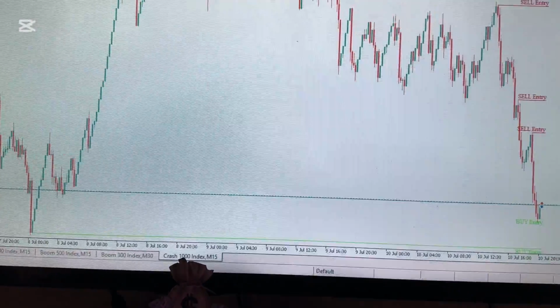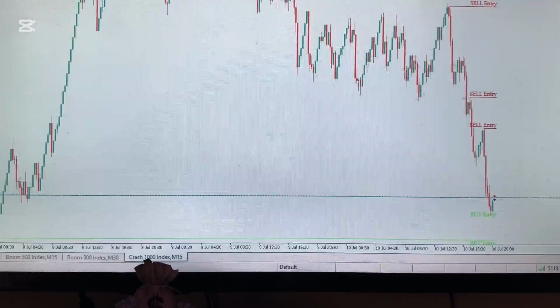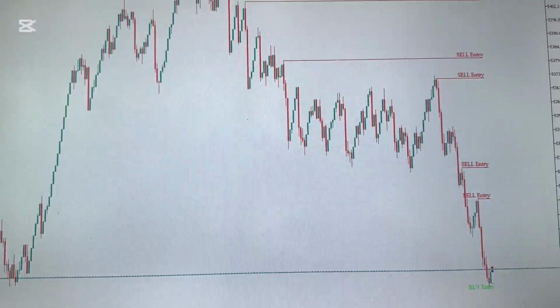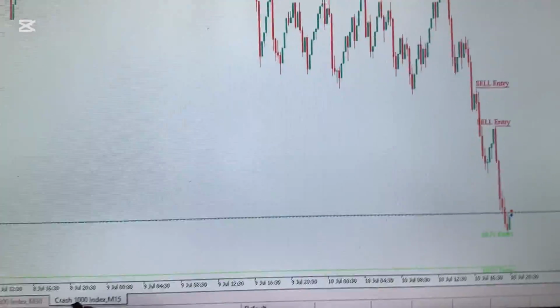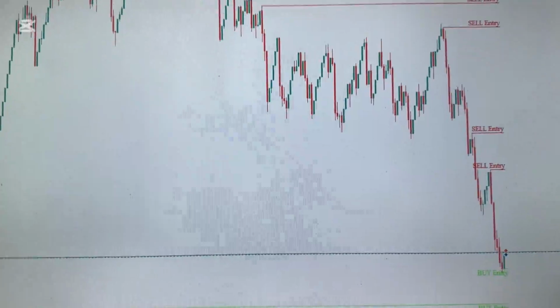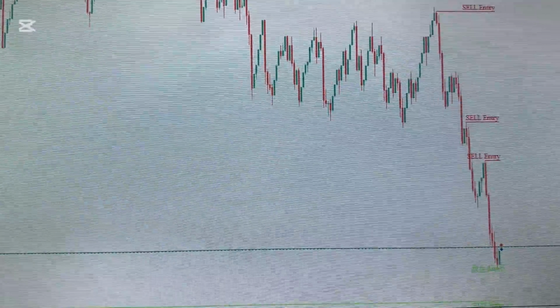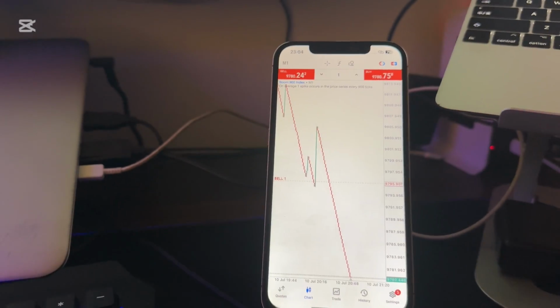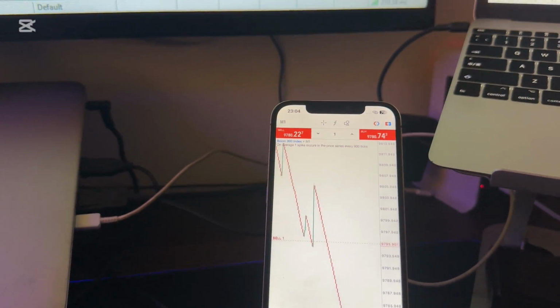Okay, just trying to get in some nice pips, some free pips as the market is retracing. But you see, generally the market is pushing down, but we can't miss those opportunities as well. Okay, guys, look at that.